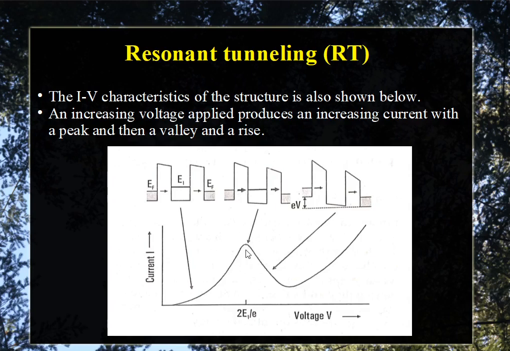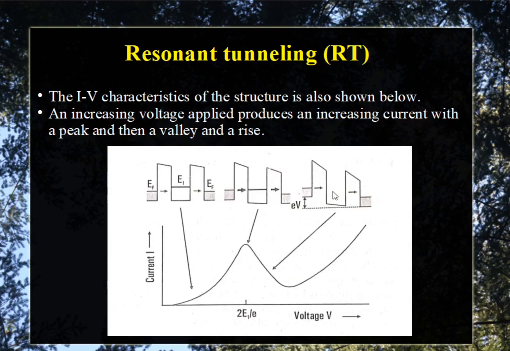At this point, the applied voltage will be 2E1 divided by e. E1 is nothing but the ground state energy level of the quantum well. So the important point is that when the energy levels EF and E1 get aligned, the current will be maximum. The resonant tunneling current will be maximum. That particular voltage is 2E1 by e. What will happen if we further increase the external voltage? EF is moving further upwards.